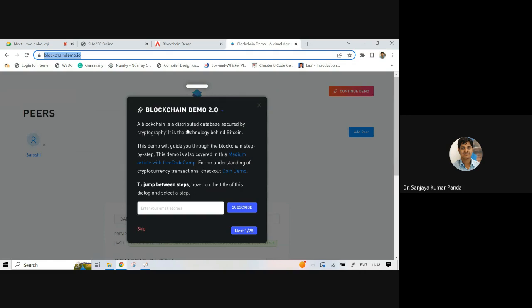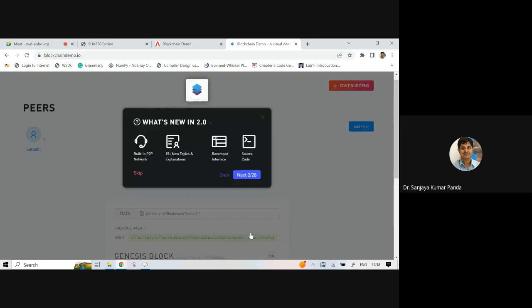Like it is mentioned here, a blockchain is a distributed database secured by cryptography. It is the technology behind the cryptocurrency Bitcoin. And this demo will guide you through the blockchain step-by-step. The demo is also covered in a Medium article for freeCodeCamp. You can see there are 28 slides, and up to slide 14, whatever concepts we have discussed till now are all there. Let me show you these first 14 slides.